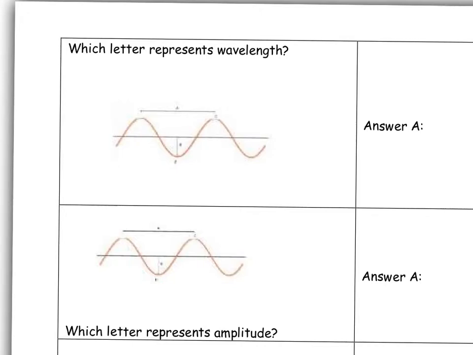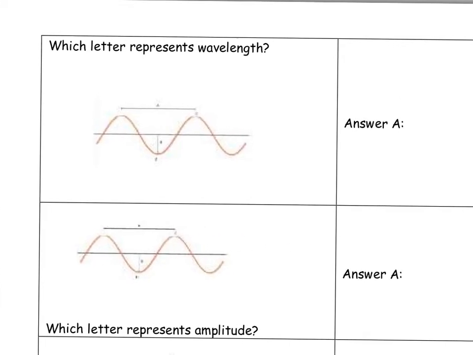We had to identify a whole lot of things on this particular wave. So this is the wavelength over here. The wavelength over here. This over here is the amplitude. So I think this was A, amplitude was B, a peak was C, and a trough was D.